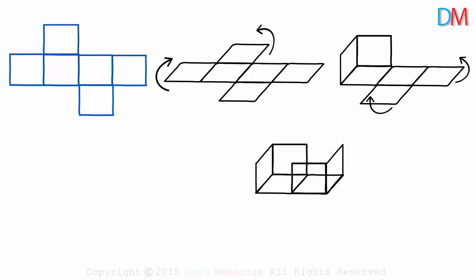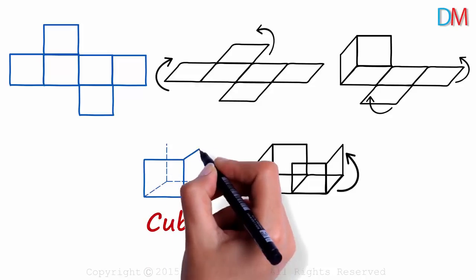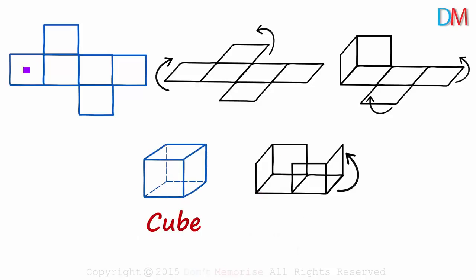Now if we just rotate this section towards the left, can you tell me what solid we will get? Yes, we will get a cube. A cube which will look like this. Remember, all the faces were squares and the net was folded in such a way that we got a cube. So here we converted a net to its solid.